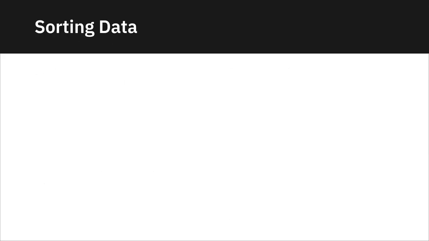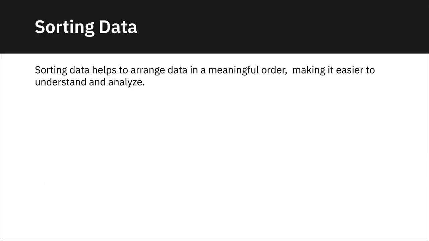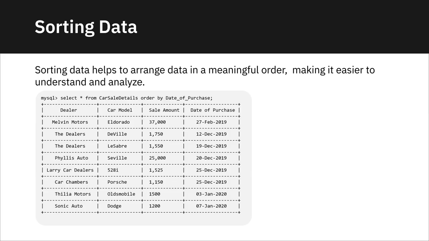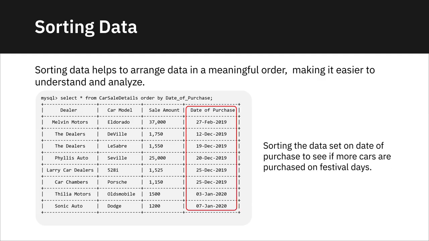This brings us to sorting data, which helps to arrange data in a meaningful order, making it easier to understand and analyze. For example, if you want to see if car sales go up around festival time, you can sort the dataset on the date of purchase to see if a large number of sales transactions took place around that time. And you can do this by using the order by function. The order by function also allows you to sort a data column in ascending or descending order.